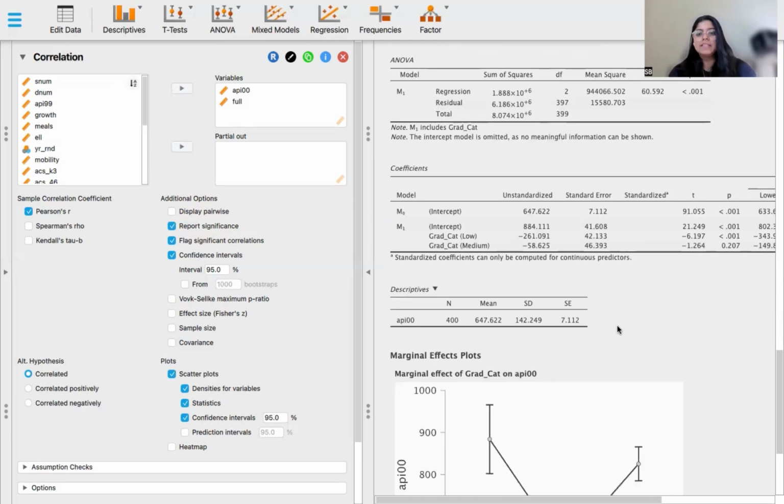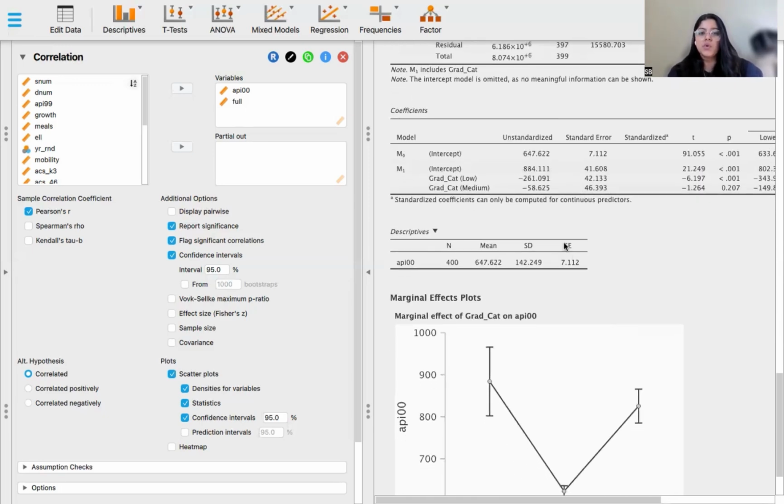When we look at the coefficient table, the reference group is high grad school. The intercept for high is 684.11. The low group coefficient comes to minus 261.091, and for the medium group, the coefficient came to around minus 68.25. So what has happened here is that students in the low category performed significantly worse than the high group. The medium group is not significantly different from the high, but this highlights that less exposure to graduate-level trained teachers is associated with lower student performance.